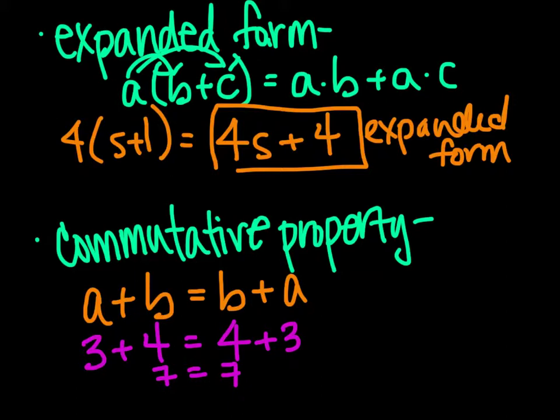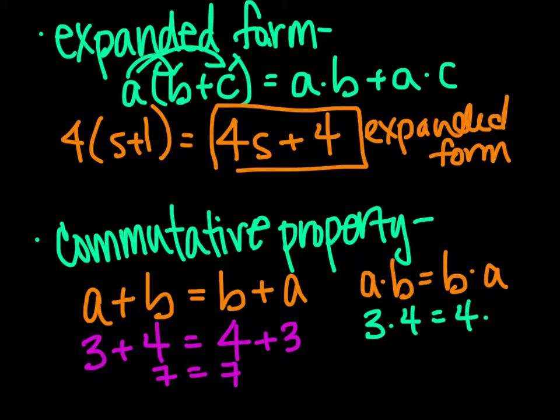Now we can also say the same thing for this. If we say A times B, that's the same thing as saying B times A. We could essentially also write that as saying 3 times 4 is equal to 4 times 3. No matter what, we're still going to get 12 for our answer. It doesn't matter the order of the numbers that we put it in. So using these 4 ideas, distributive property, factored form, expanded form, and commutative property, we're going to look at a couple of problems.